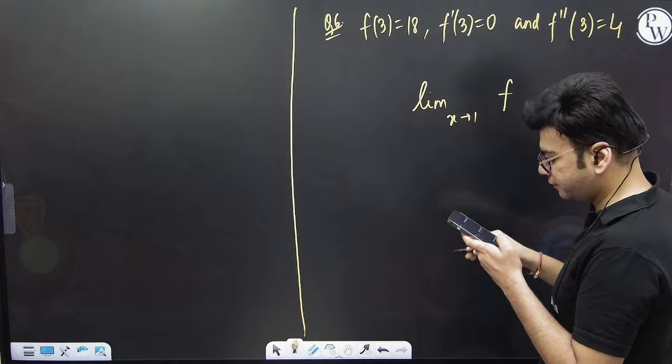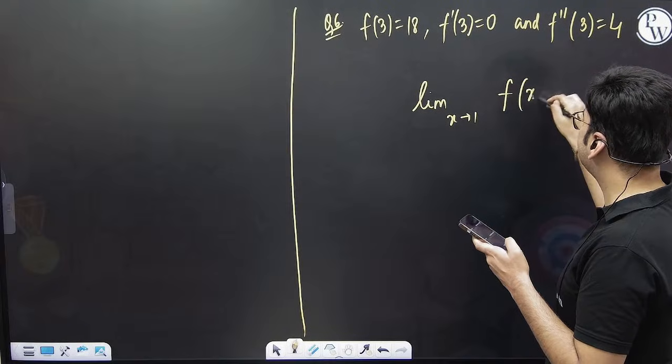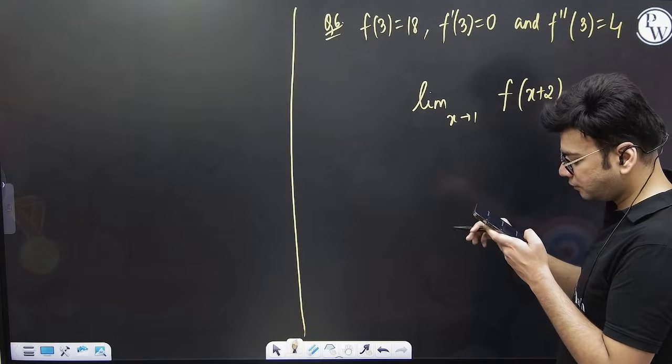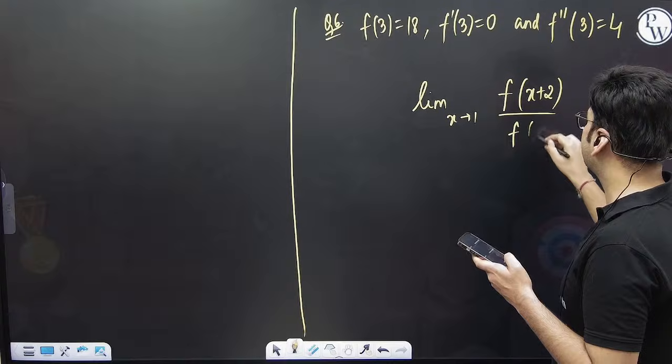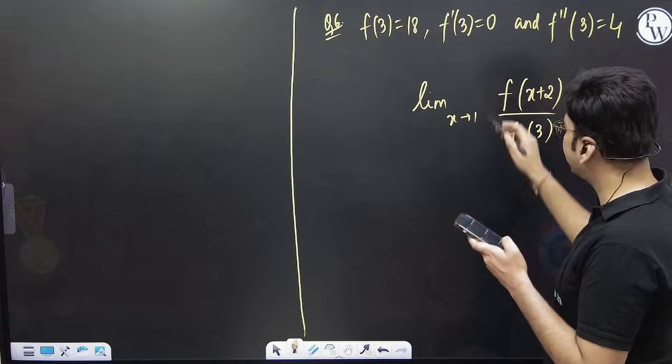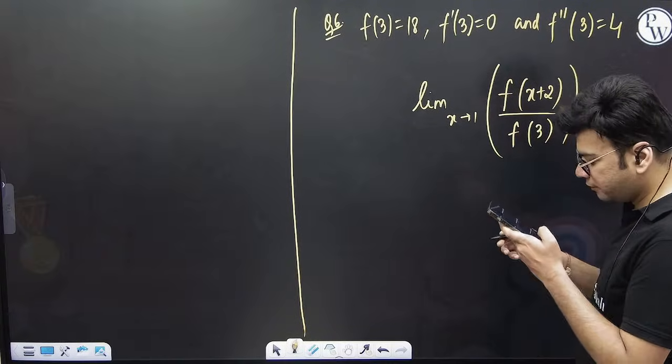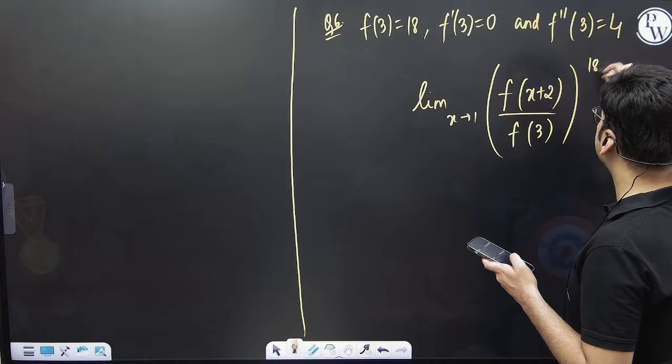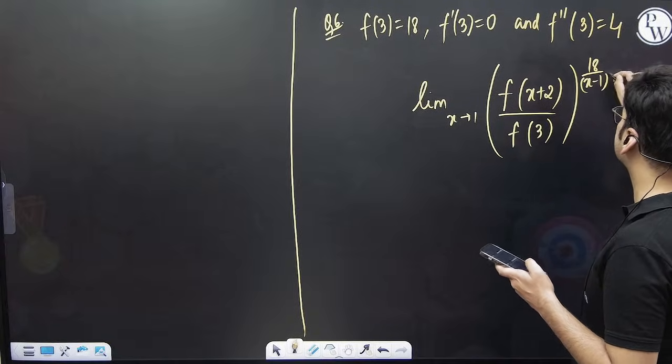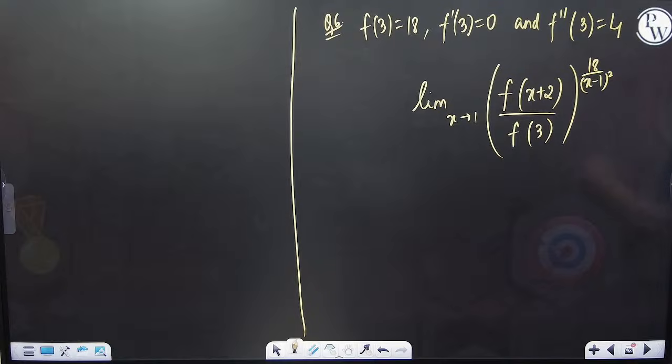f of x plus 2 upon f of 3, whole rest to the power 18 upon x minus 1 whole square. So this is my question.